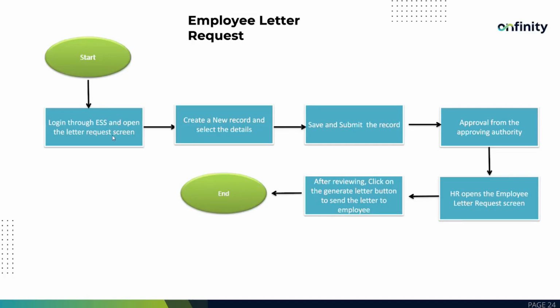Next, we have the steps for the employee letter request. To start the process, the employee logs in through ESS and opens the letter request screen, and the required details are selected. Once completed, the record is saved and submitted, after which it is routed for approval. Next, HR opens the employee letter request screen. After reviewing all the details, HR clicks the Generate Letter button to generate and send the letter to the employee.